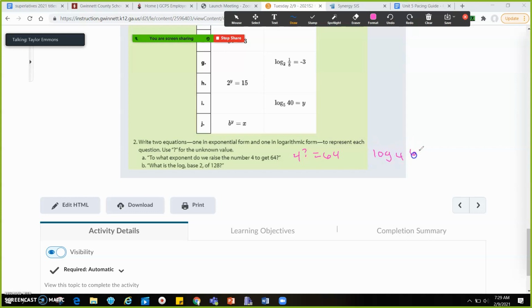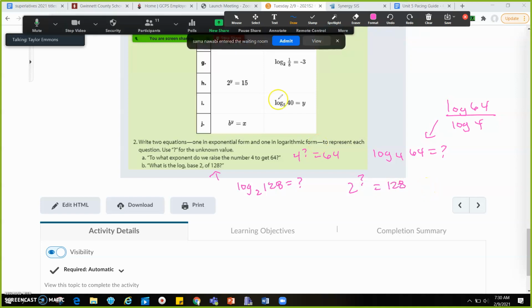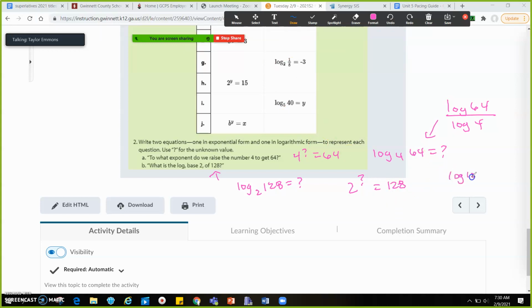Okay? Again, if we were going to solve this, we would put it into change of base form. On this one, we would get log of base 2 of 128. If we want to put this in exponential, we're going to go from 2 to question mark equals 128. And again, if we wanted to solve this, we would go log of 128 divided by log of 2. Okay?